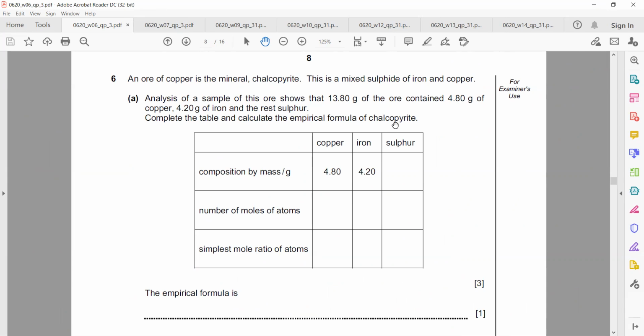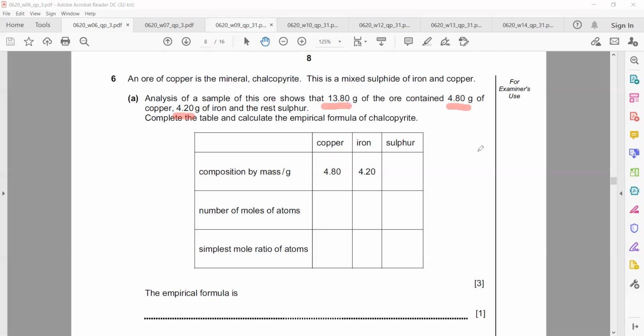An ore of copper is there, which is chalcopyrite, a mixed sulfide of iron and copper. Find the empirical formula. Look, the total mass of ore is 13.8. It contains 4.8 grams of copper, 4.2 grams of iron, the rest is sulfur. How much will be the sulfur? You can use a screen annotation to answer this part.